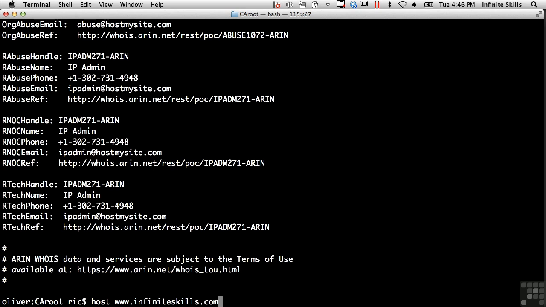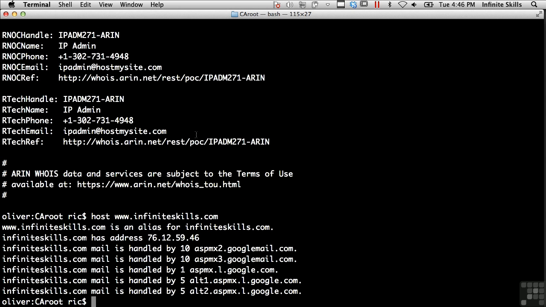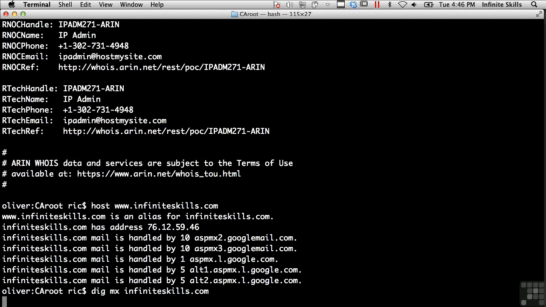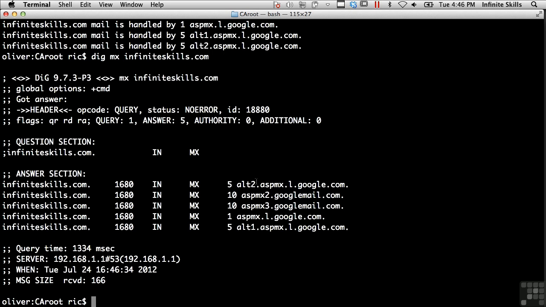Let's take a look at the website, because that may be a different address. www.infiniteskills.com is an alias for infiniteskills.com, which I've already looked up. What I'm seeing here is all the mail that's being handled. If I didn't have that, I could do dig mx infiniteskills.com, and I could get back all of the mail handlers. In this case, their mail is being handled by Google.